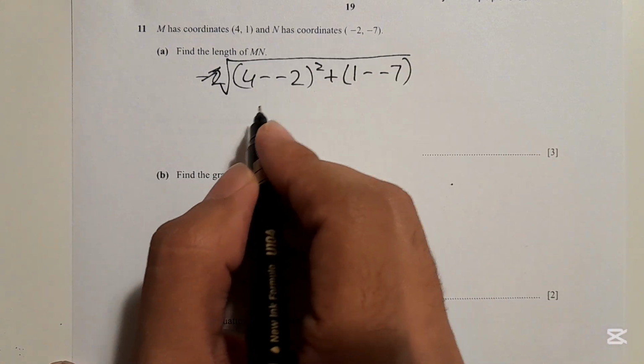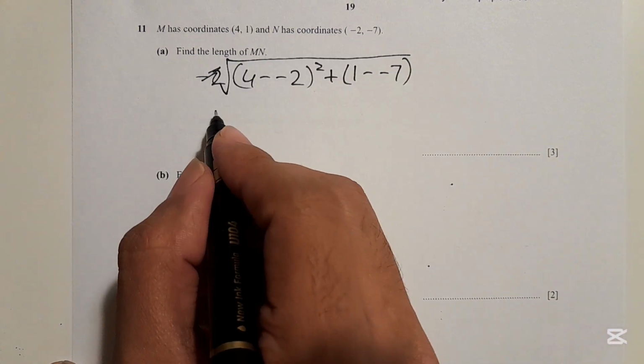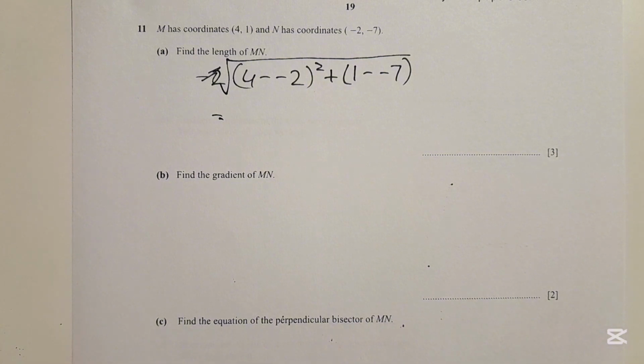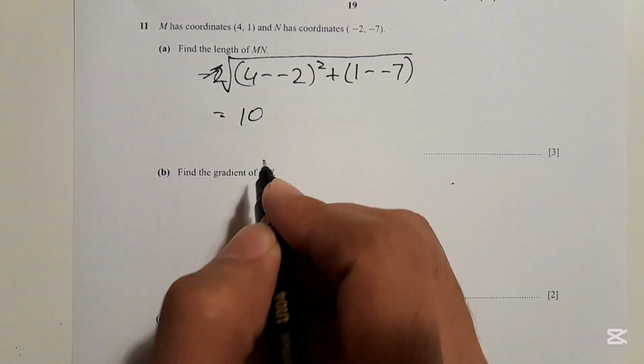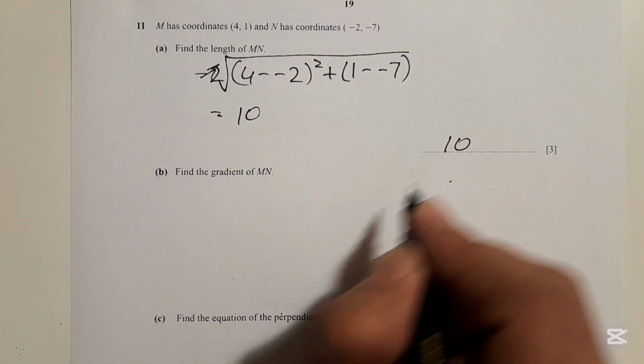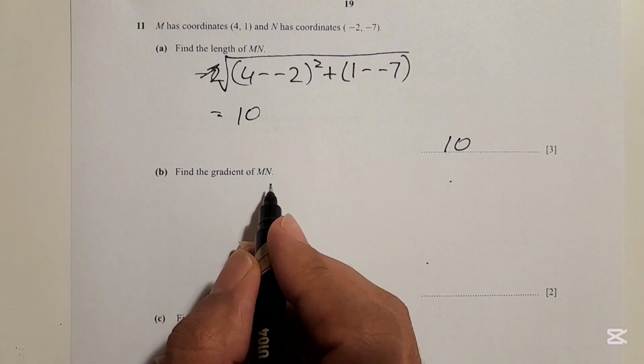So usually we are using Pythagoras theorem. So 4 minus minus 2 is 6. So 6 squared plus 1 minus minus 7 is 8 squared, and the square root is 10. So the length of MN is 10 centimeters, or 10. So we write 10. Part B states to find the gradient.